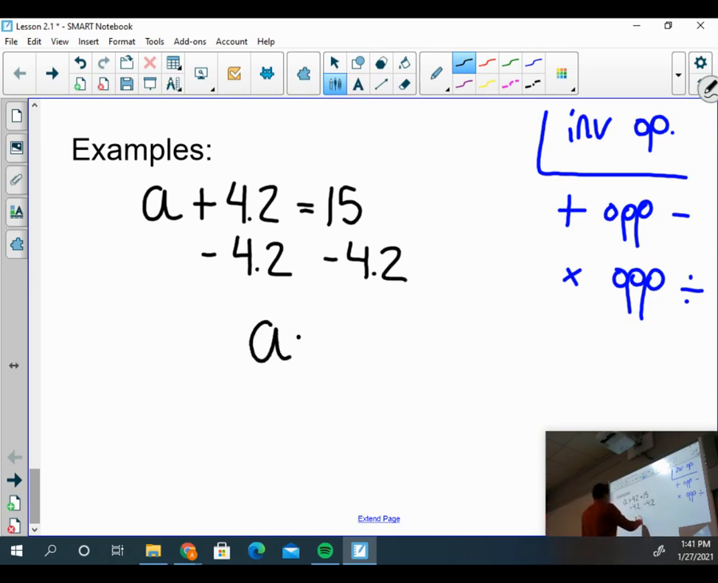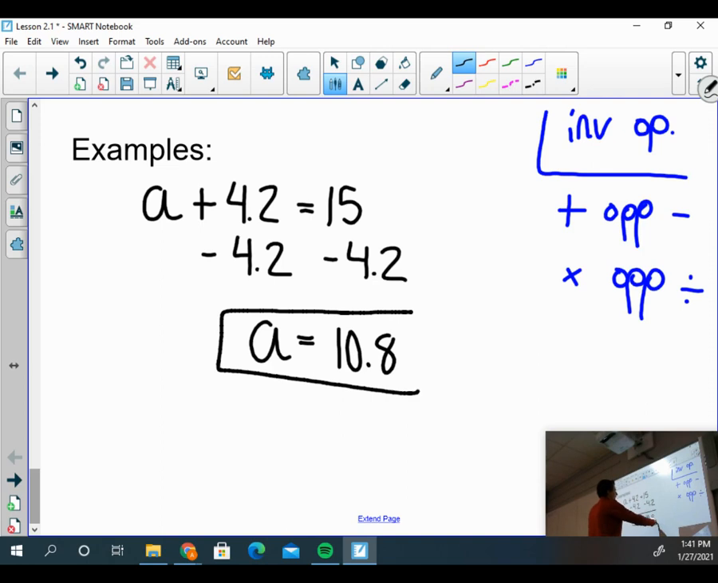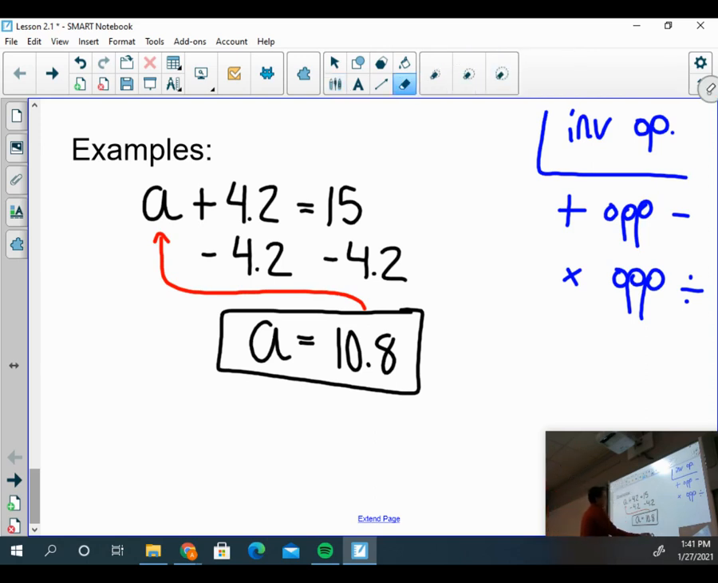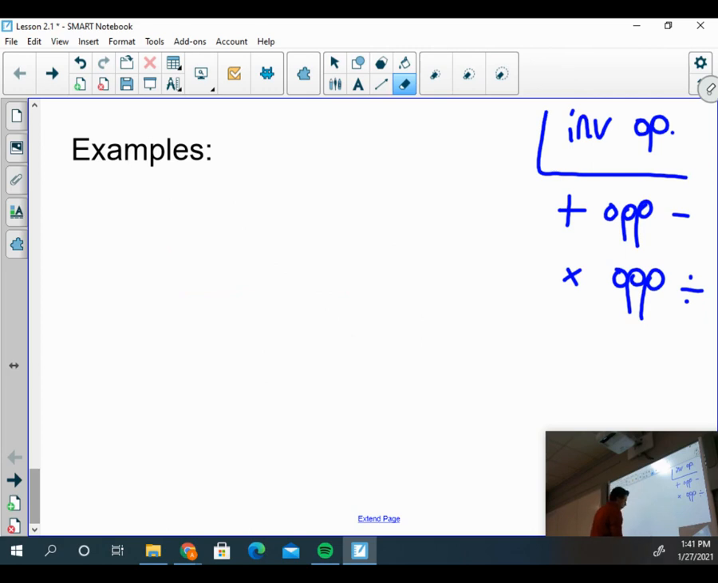On the left side, I'm just left with A because 4.2 minus 4.2 is just 0. 15 minus 4.2, that is 10.8. A equals 10.8, therefore. And if I check my work, I could plug 10.8 back in for A and see that it indeed, when added to 4.2, does give me 15. Okay, let's try a slightly different type of problem now.